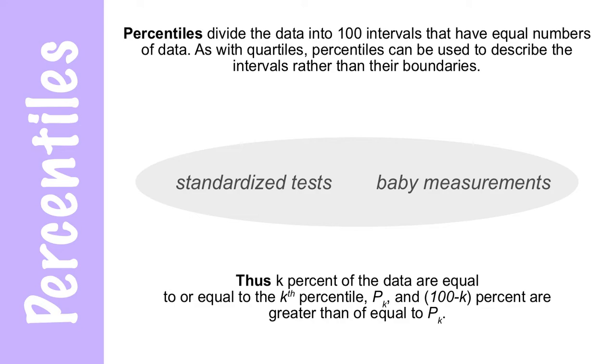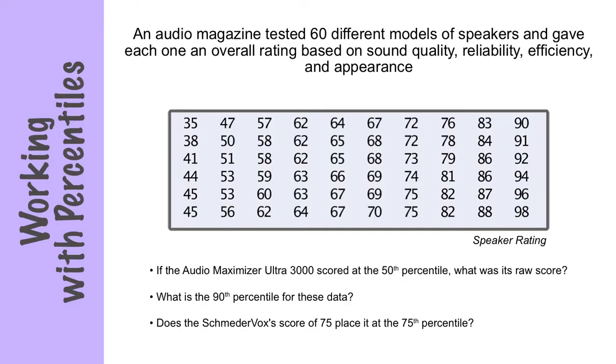Percentiles divide the data into 100 intervals that have equal numbers of data, just as with quartiles that split the data into 4 pieces with equal pieces of data. A couple of good examples for percentiles that you may have heard of are standardized tests and baby measurements. So an example, an audio magazine tested 60 different models of speakers and gave each one an overall rating based on sound quality, reliability, efficiency, and appearance.